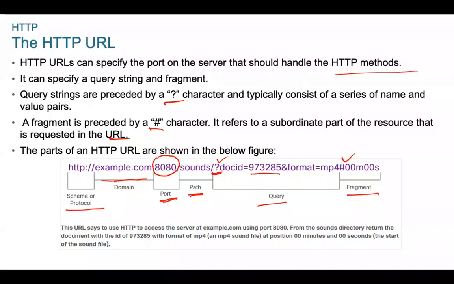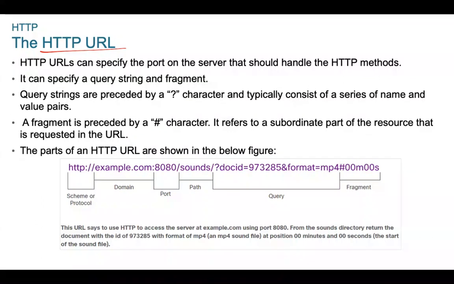So this URL says to access the server at this example using this port number 8080. So that is your HTTP service. From the sounds directory, return the document with the ID 973285, and its format is MP3, and its fragment is 00M00S. So this is the position, the minutes and the seconds, from the start of the file. So this is the combination of your HTTP and the URL.